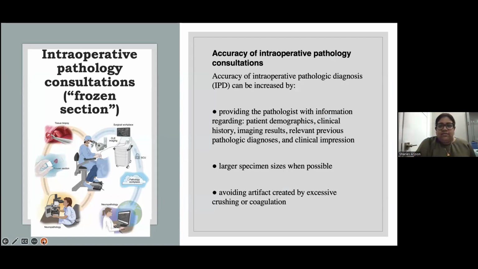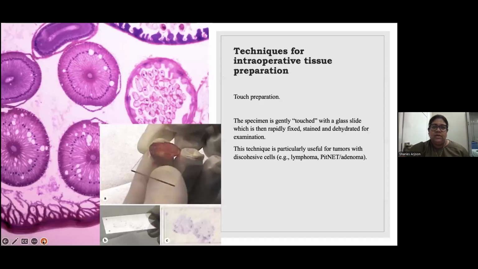The accuracy of intraoperative pathological diagnosis can be increased by providing the pathologist with information regarding the patient's demographics, clinical history, imaging results, relevant previous pathological diagnoses, and the clinical presentation, and large specimen sizes when possible, and avoid artifacts created by excessive crushing or coagulation. With regard to touch preparations, the specimen is gently touched with a glass slide, which is then rapidly fixed, stained, and dehydrated for examination.